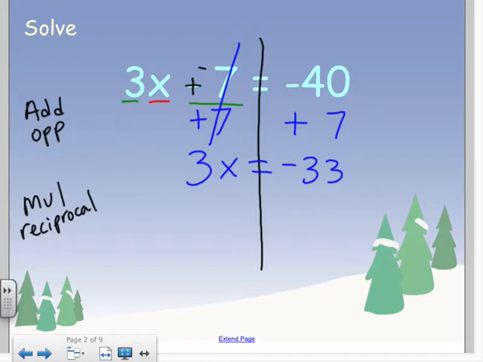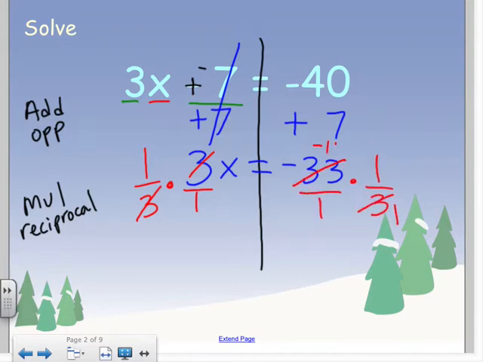I added the opposite. And normally we'd be done at this step, but now we also have to get rid of this 3. So remember, the 3 is multiplying times x. It's the coefficient. So we're going to do the reciprocal of it, which would be 1 over 3, because that would cancel out, okay? And then I do the same thing on this side. We can simplify by 3, and I end up with x equals -11, okay?